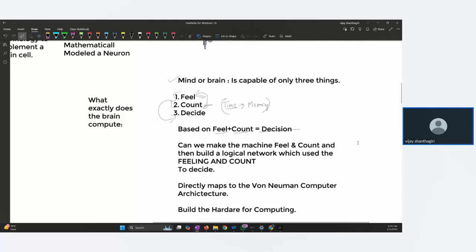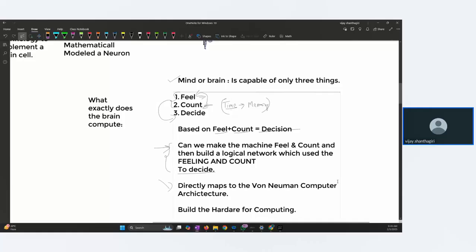So now, the question is, based on the feel and count, we decide. But can we make a machine feel and count, and then build a logical network which uses the feeling and counting to decide? This is the statement I want you guys to see. And this one gets directly mapped to the von Neumann architecture.